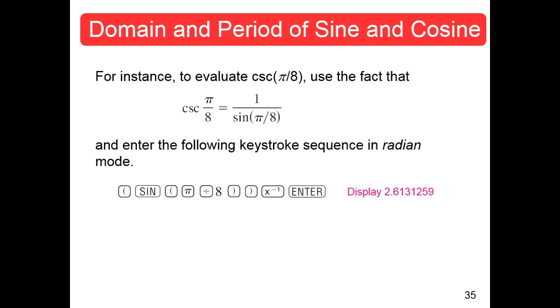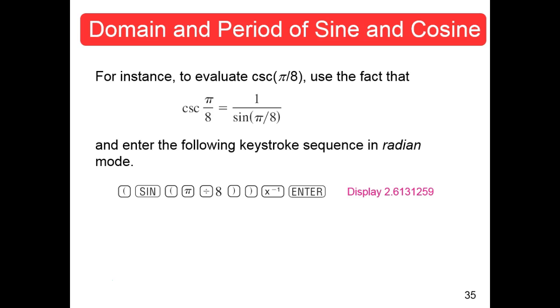Then what they say to do here is open parentheses, sine, and when you hit the sine key, it usually opens another parenthesis for you. Then do pi divided by 8, close that parenthesis, then close the other parenthesis, and then hit your reciprocal key, 1 over x, or x to the minus 1. I don't even think you need to do that on most calculators. If you don't get the answer you're looking for, you do that.